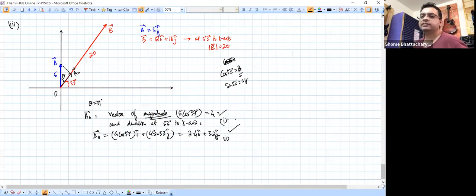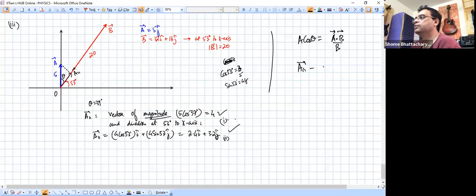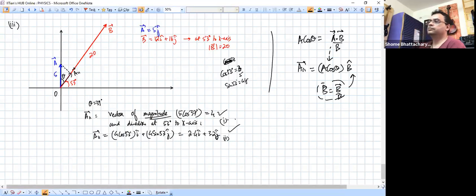But of course we will see that when we have three-dimensional vectors, it is not so easy to justify with a diagram. But we always have the formula-based method. Okay, so what is the formula-based method? That A cos theta we can always calculate by dot product of the two divided by magnitude of the second vector, and this we can always calculate as this into the unit vector, where this gets substituted here, and B cap is of course B vector divided by its own magnitude. So this gets substituted here. So this is the formula-based method.